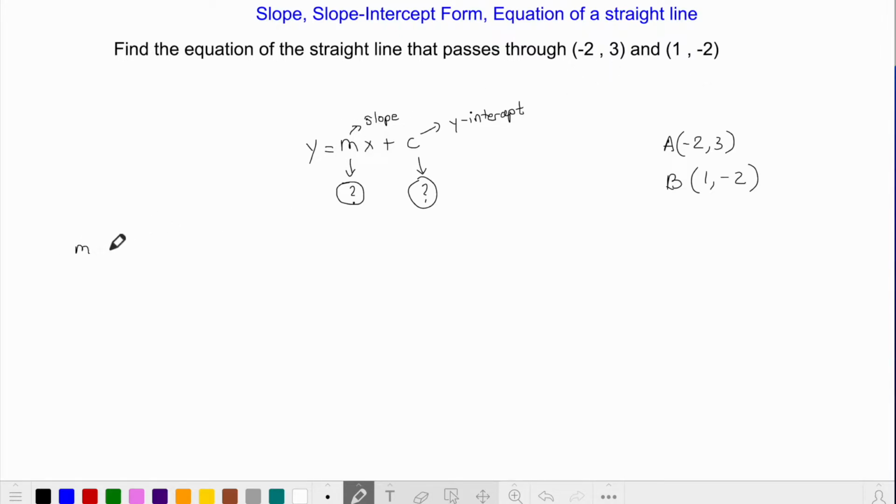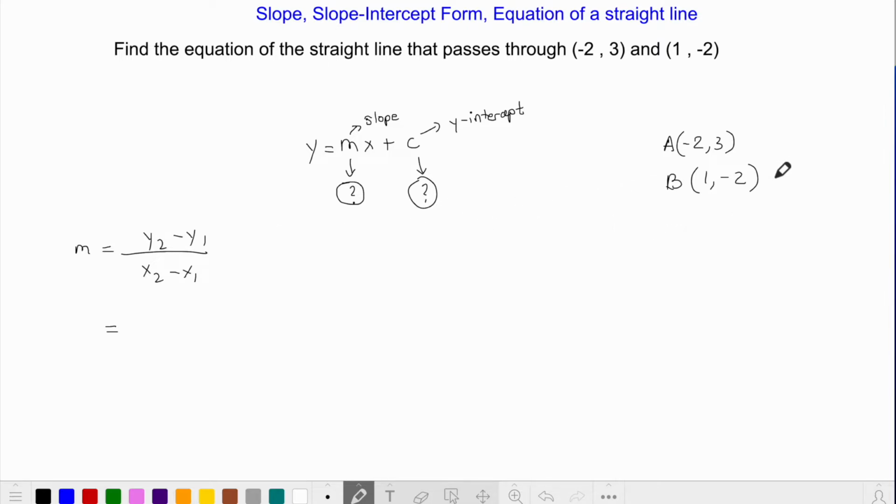The formula is: the slope equals y2 minus y1 divided by x2 minus x1. We have 2 points, and if we use this point as point 1, then we will use its x value and y value as x1, y1, and that will be x2, y2. If you use the other point as point 1, then the x value of 1 and y value of -2 would be x1 and y1 instead.